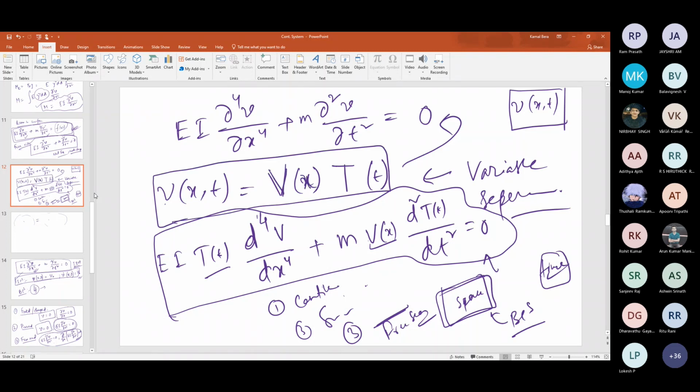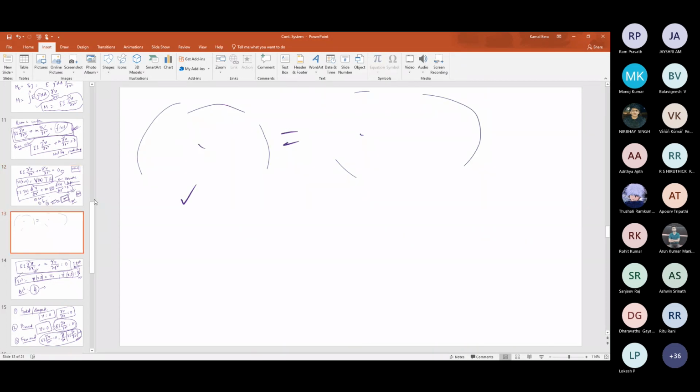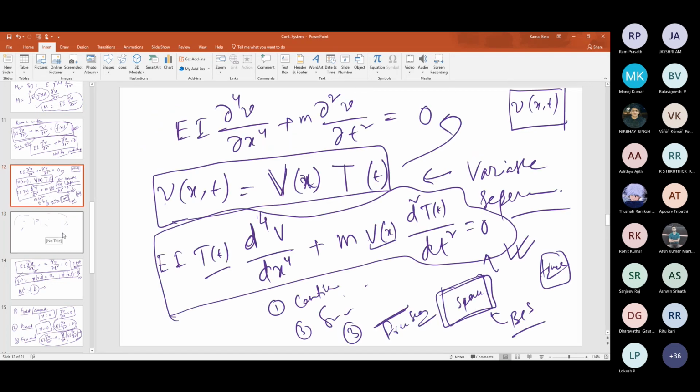So after substituting, someone told this. Now I am asking you to write the derivative with respect to x on one side and with respect to time on the other side and equate them. And that has to be equal to, sorry, some constant, not 0. It has to be some constant because they are independent of each other.